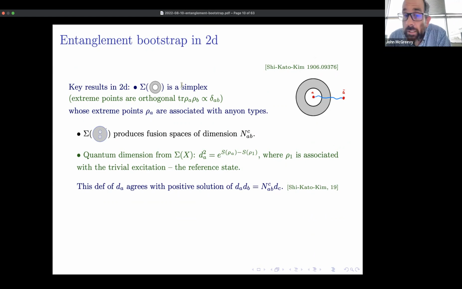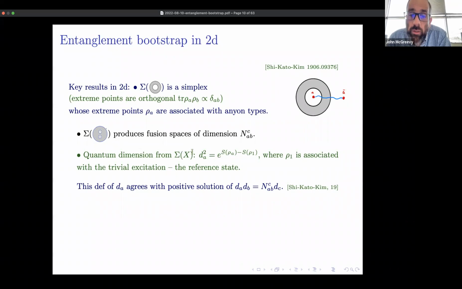First of all, the information convex set of the annulus is a simplex, and its extreme points are orthogonal, and these extreme points can be associated with anion types. So an extreme point, think of it as associated with creating a particular kind of anion, the state associated with creating a particular kind of anion inside the annulus. The information convex set of the 2-hole annulus produces, in a way that I'll explain more in just a minute, some Hilbert spaces of integer dimension called NABC associated with the 3 anion types on the 3 boundaries of the 2-hole disk.